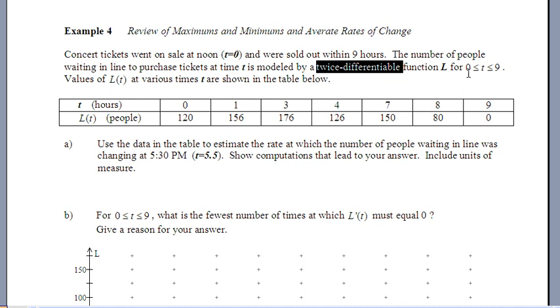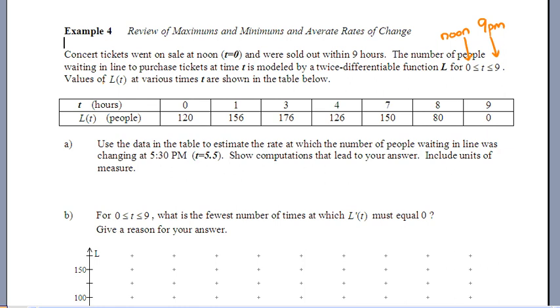And that function goes from time 0, that would be noon, until 9 p.m., right? So that's all this is saying here. That's noon, and this would be 9 p.m. Values of the number of people in line at various times are shown in the table below.